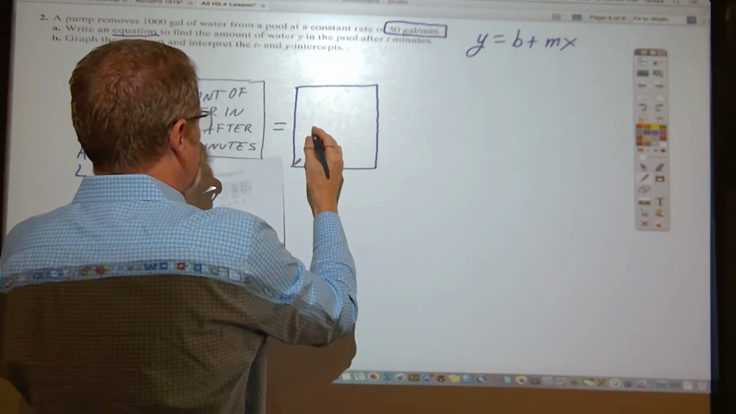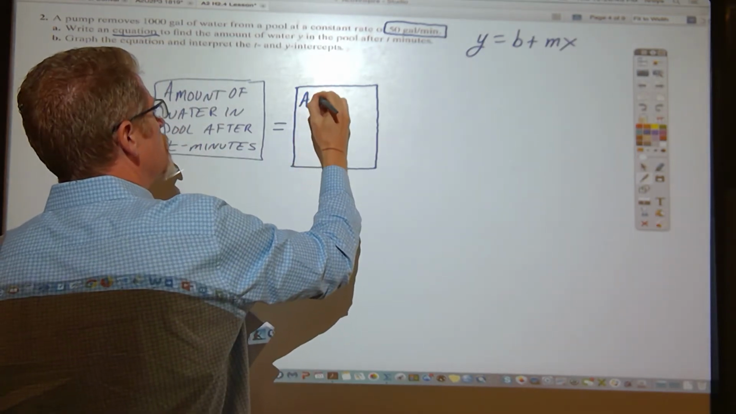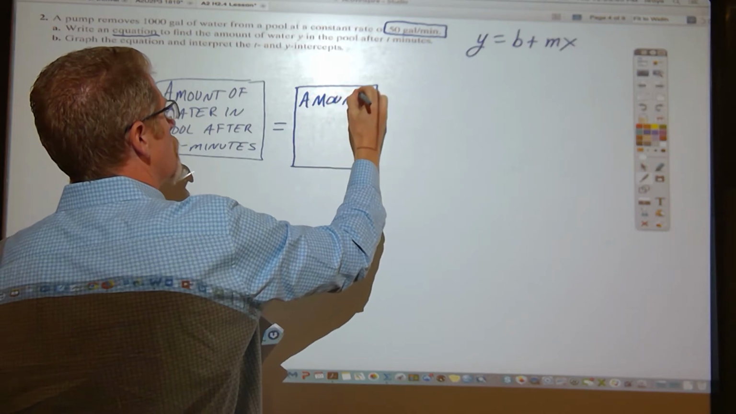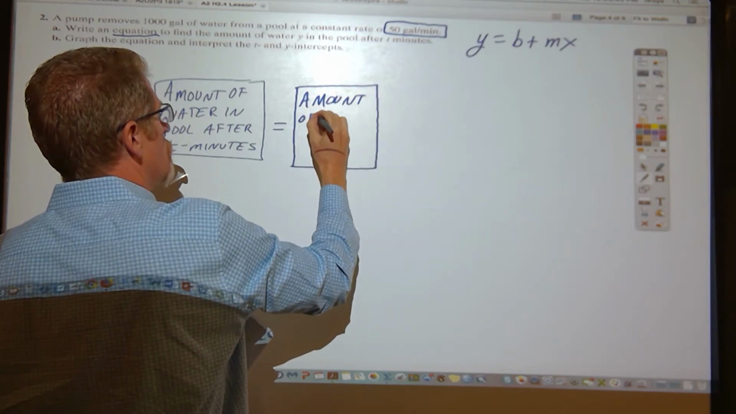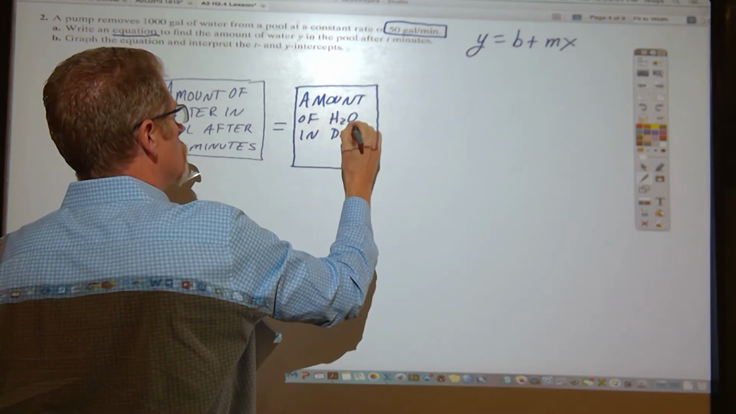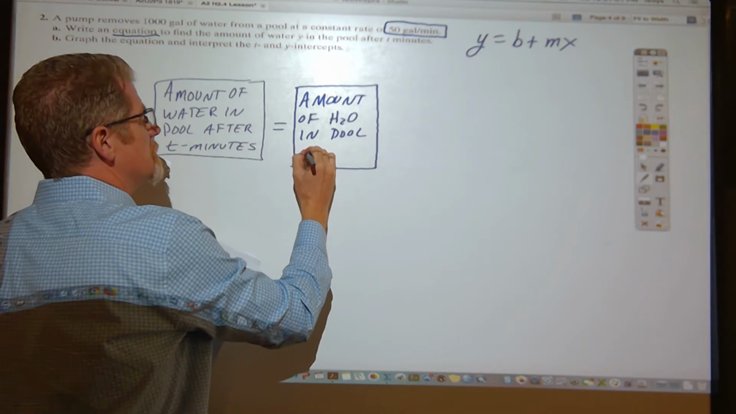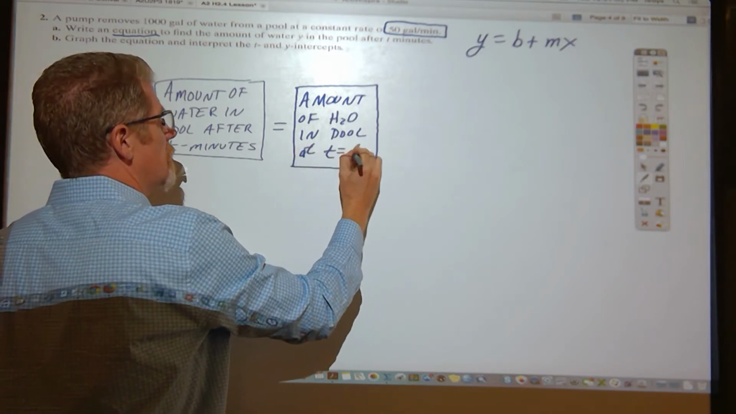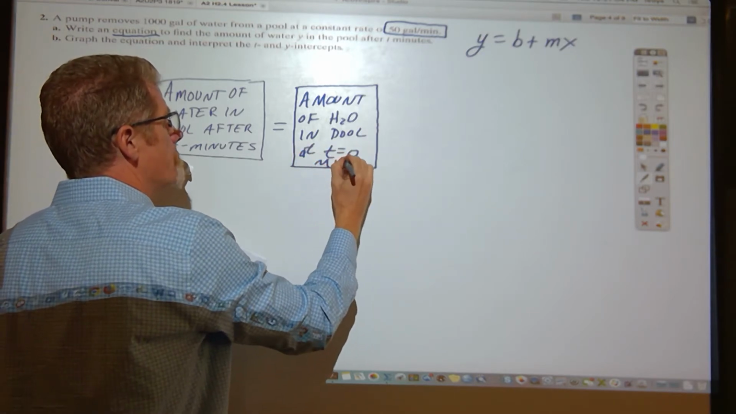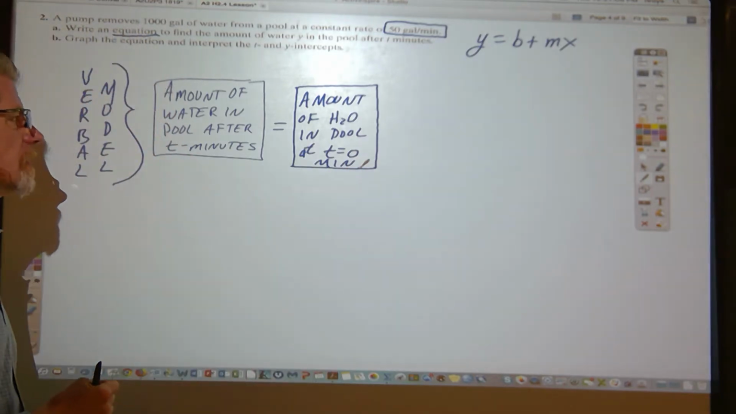So usually I would want to write the words first, but this is the amount of water in the pool at time 0. So please write the words amount of water, I'll write H2O, in pool at t equals 0 minutes. Okay, that's where we begin.